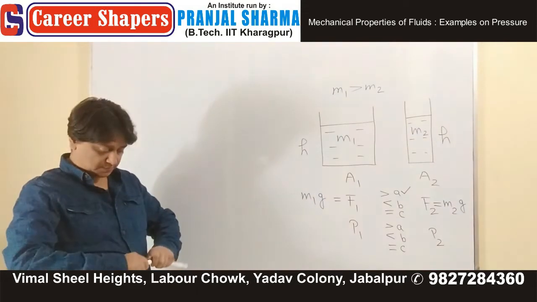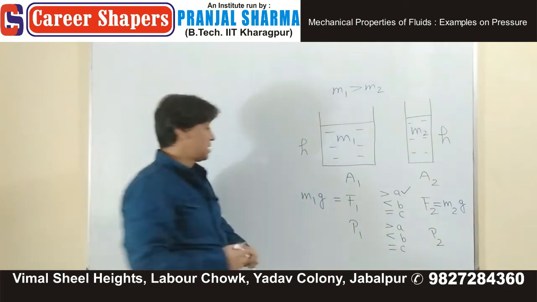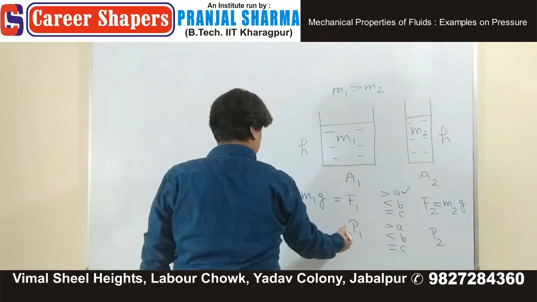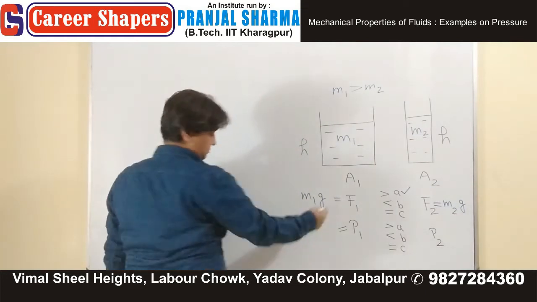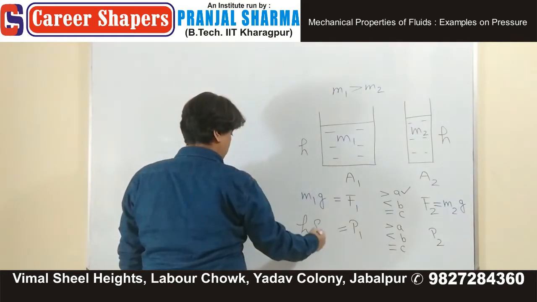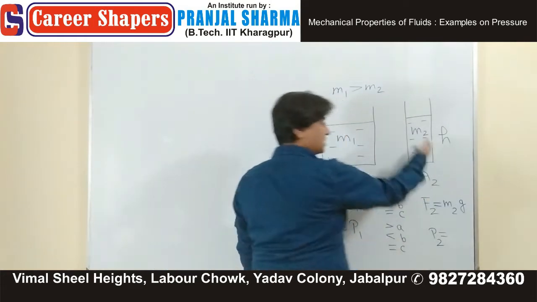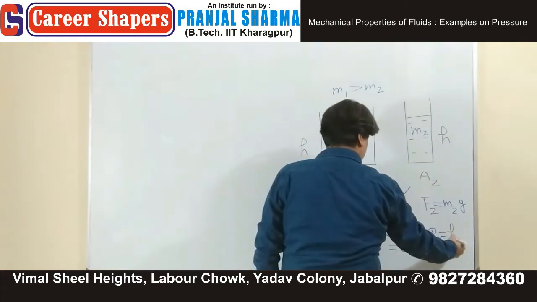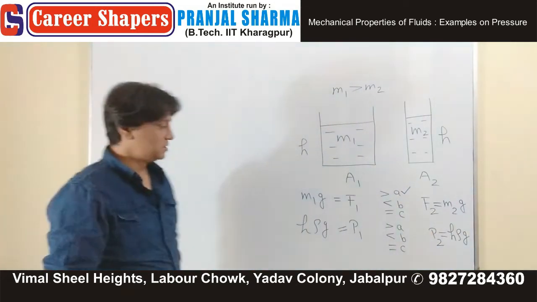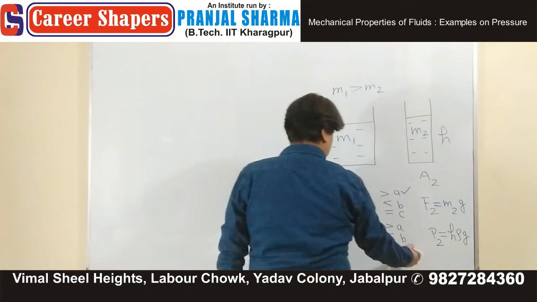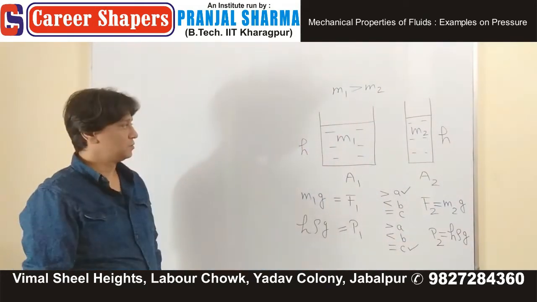And as far as pressure is concerned, this P1, it is what? What is the formula for pressure? H rho g. What is P2? Same height, same liquid, h rho g. That means P1 is equal to what? P2.